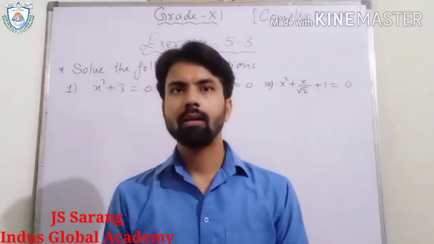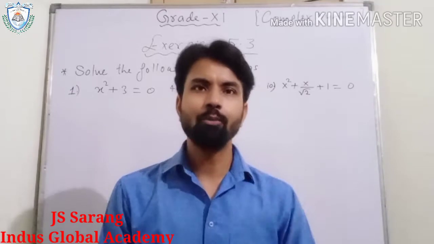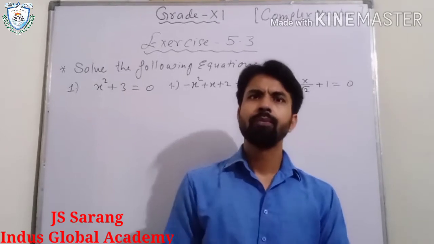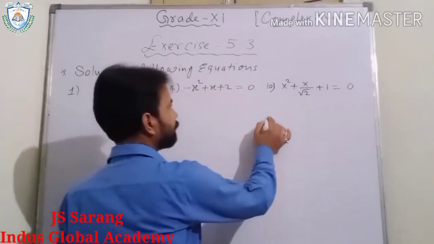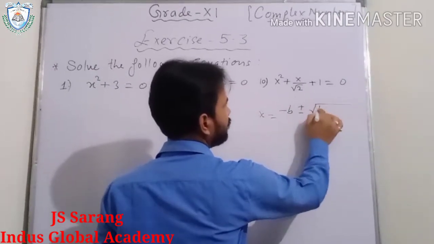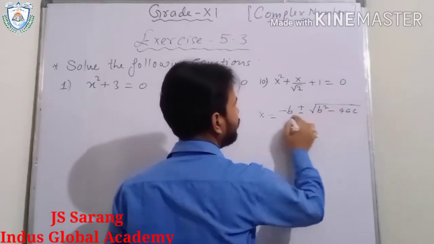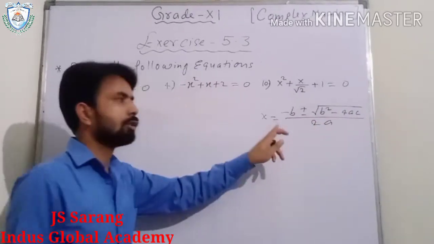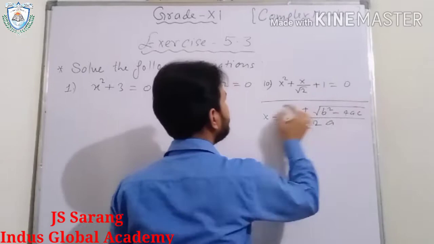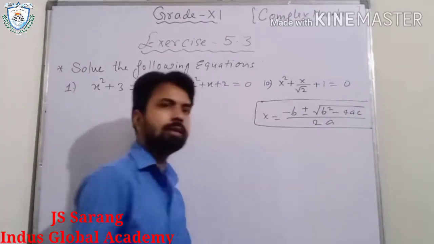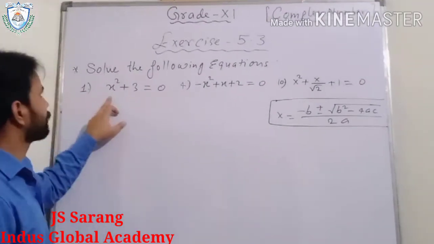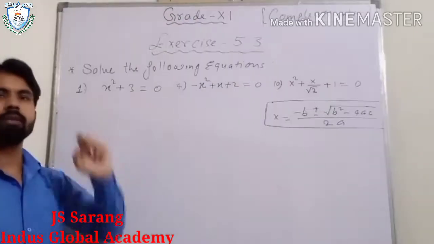That formula was the quadratic formula or Sridharacharya rule. Have you remembered that formula? Yes. The quadratic formula is x equal to minus b plus minus under root b square minus 4ac upon 2a. This was the quadratic formula. Have you remembered? Good. So we will use this formula for solving the quadratic equations given in this exercise. Understood? Okay. So the very first question is x square plus 3 equals to 0.